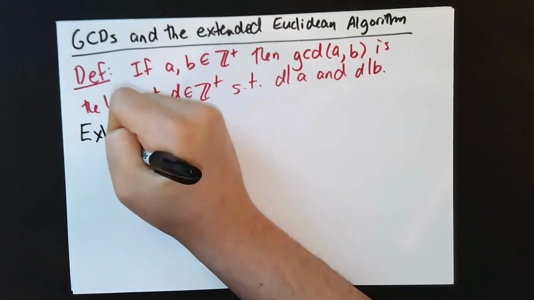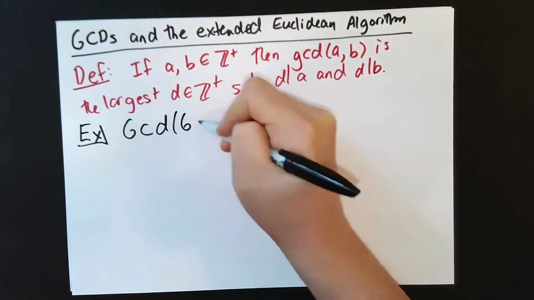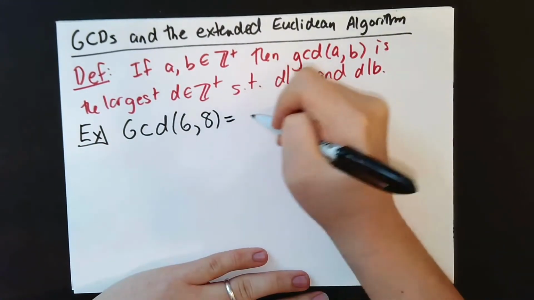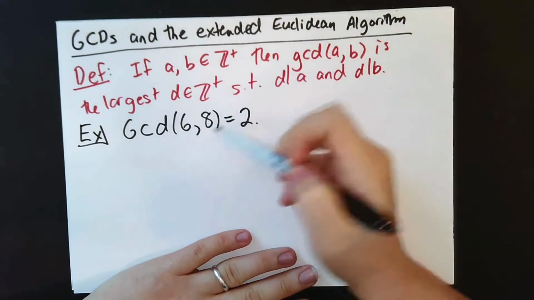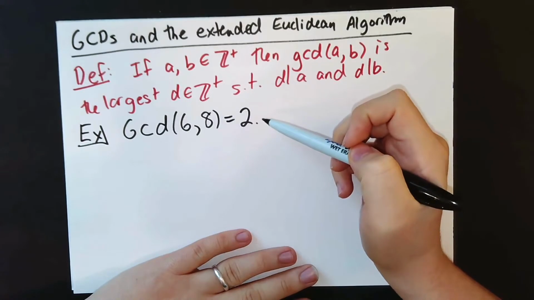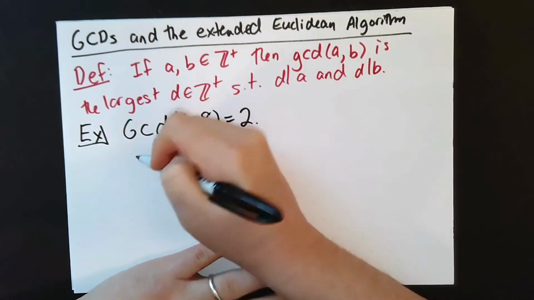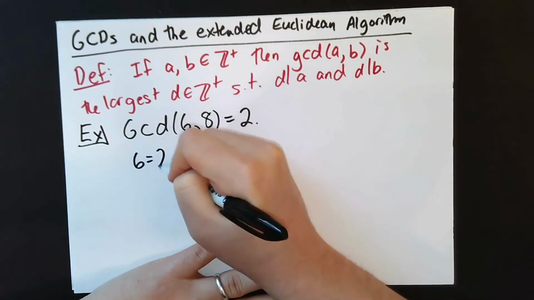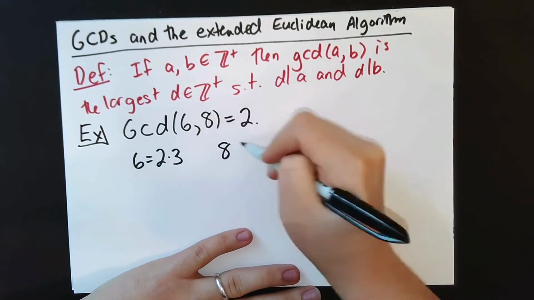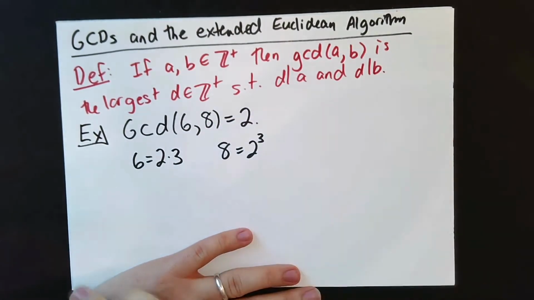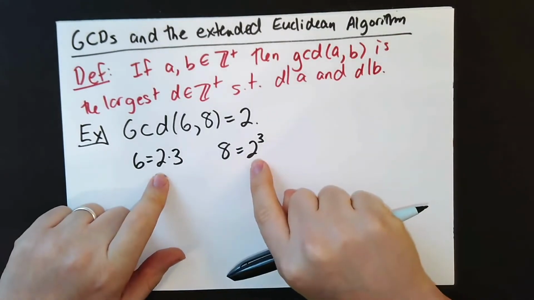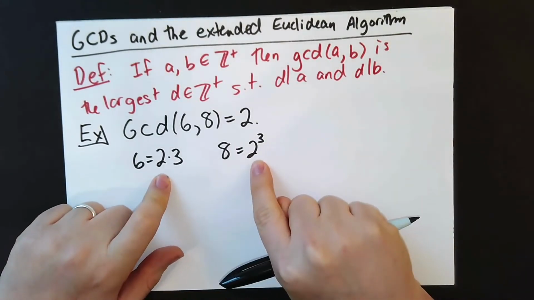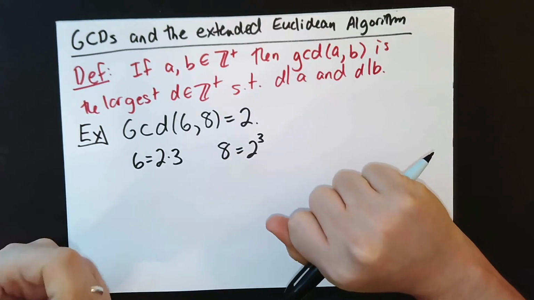So just to give you an example, the greatest common divisor of 6 and 8 happens to be 2. Now, I'll note we can interpret this statement in terms of the prime factorizations of 6 and 8. So I could think, okay, 6 is 2 times 3, and 8 is 2 cubed. So what are the primes they have in common? Well, they both have 2, and that's it. So the greatest common divisor is 2.